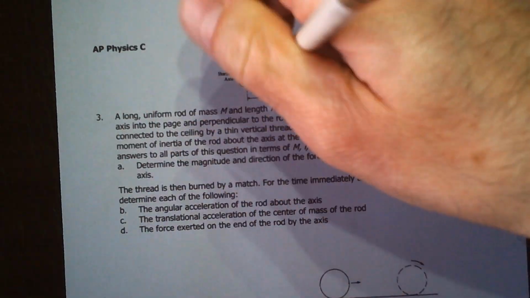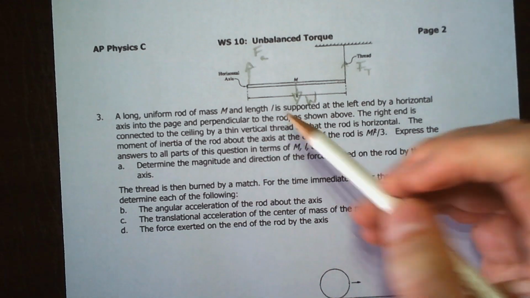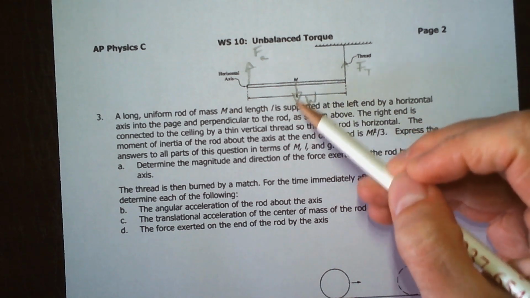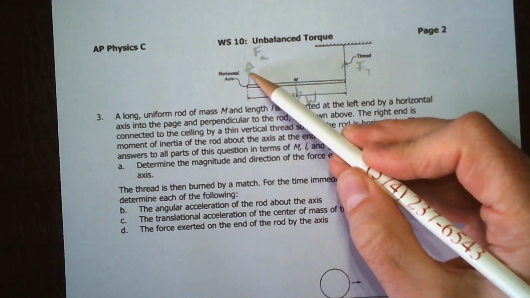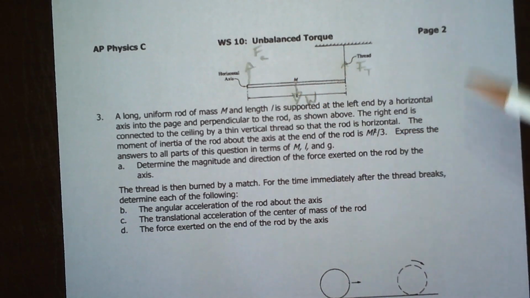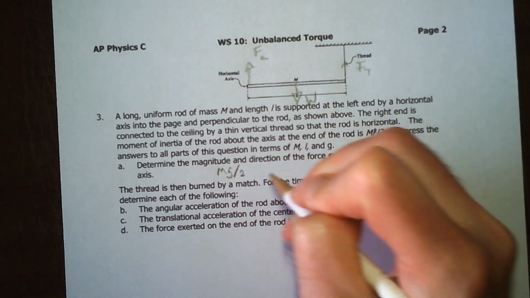So that force, when it's held in this perfectly horizontal position and this weight is acting right in the center, is going to be exactly half the magnitude of the weight. So that would simply be mg divided by 2. So mg over 2.